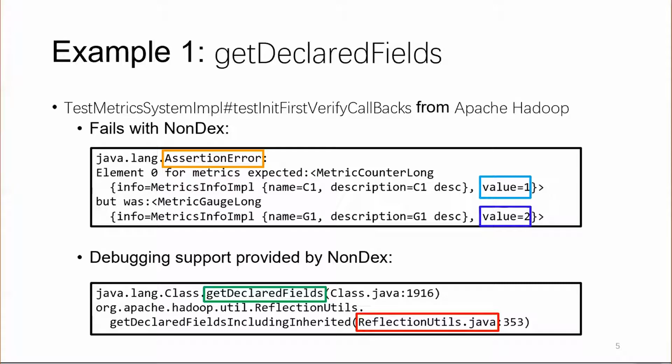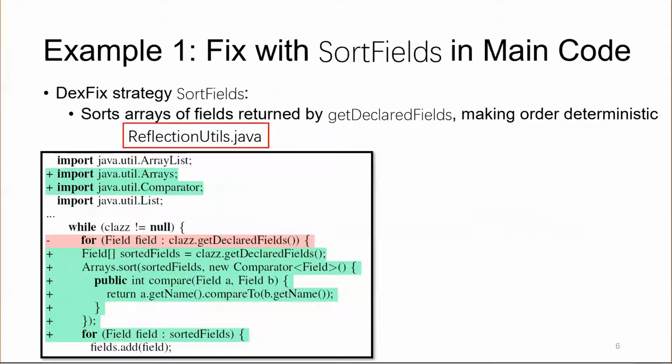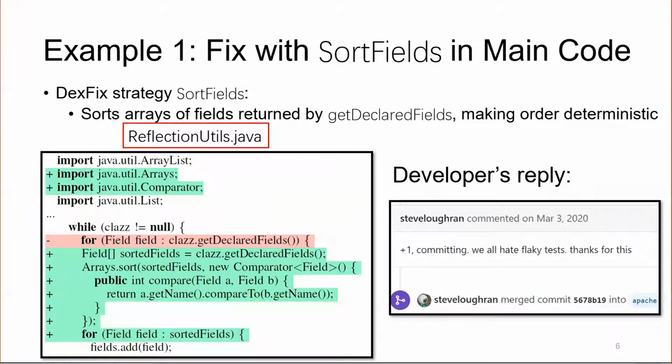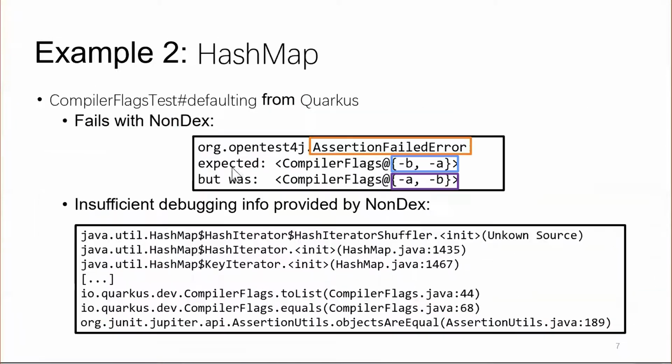Fortunately, NonDex can provide useful debugging info for this case. The root cause here is that getDeclaredFields is invoked in the ReflectionUtils class. DexFix has a general automatic strategy called sort fields that sorts arrays of fields returned by getDeclaredFields at the call site from NonDex output, which makes the order of the elements in the array deterministic. We submitted this fix as a GitHub pull request, and the developer promptly accepted our fix.